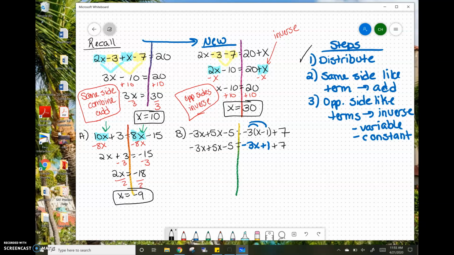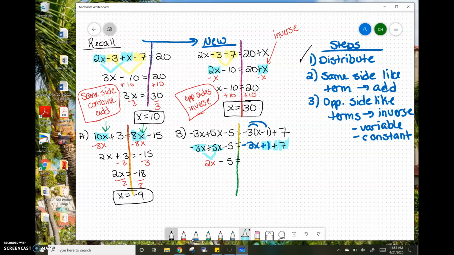So I've got distributive property first. That's done. And then are there any like terms on the same side? There definitely are. Because on the left over here, there's -3x plus 5x. So I'm going to put those together to be 2x. And then on the other side, I have two constants together.